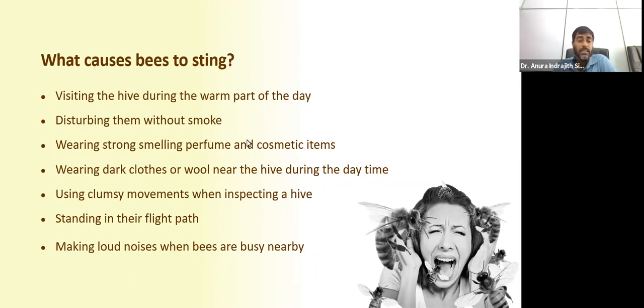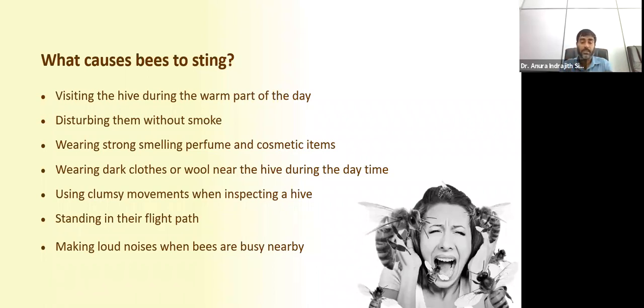Now if you use very bright or dark colored cloth, bees will get angry, or they can be very aggressive. Then, using clumsy movements when inspecting the hive. You should be calm and quiet. Your movement should be very slow motion. You should not point your finger right away.